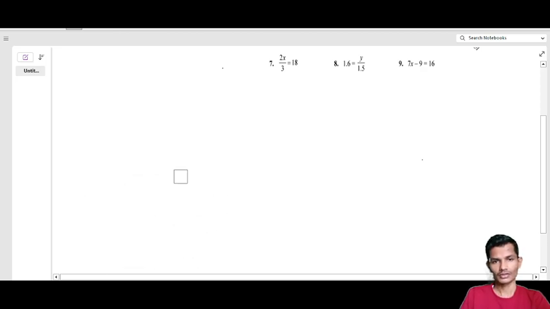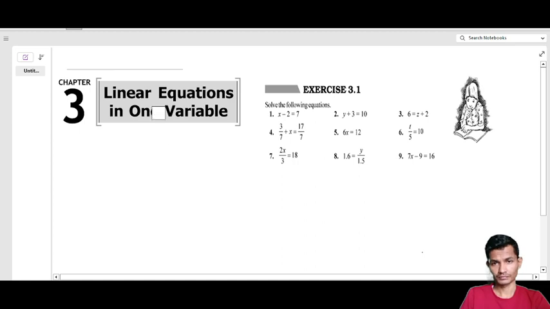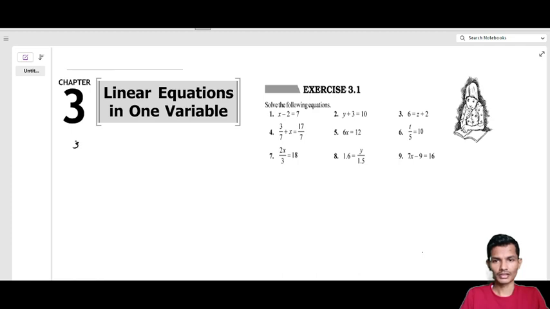Okay, so try to solve it along with me. Check whether your answer and my answer are the same. So let me write the third question. That is 6 equals z plus 2.